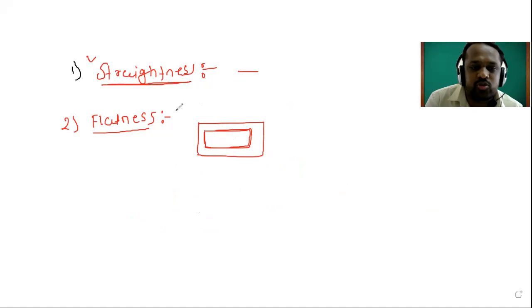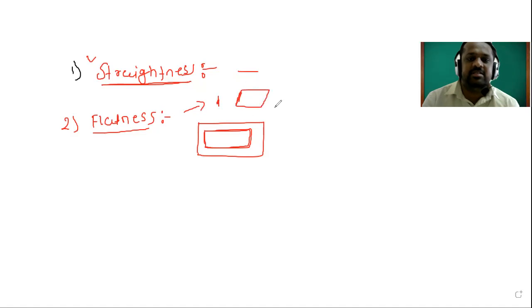And how to show the flatness? With the help of the drawing, with the help of the symbolic representation. Just see, this is the symbol for the flatness. This is a simple symbol. Yes, understood? Then tell me how to read this drawing.